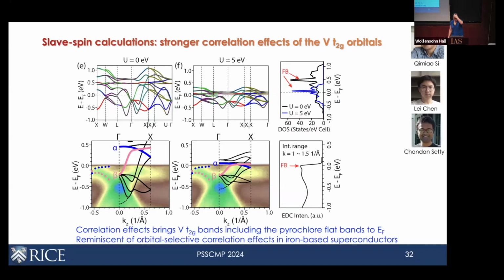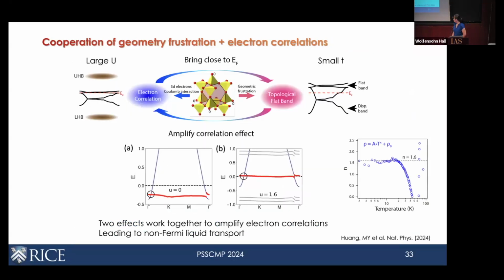Okay, so what does this tell us? In our simple mind, this tells us that actually two effects are in play.